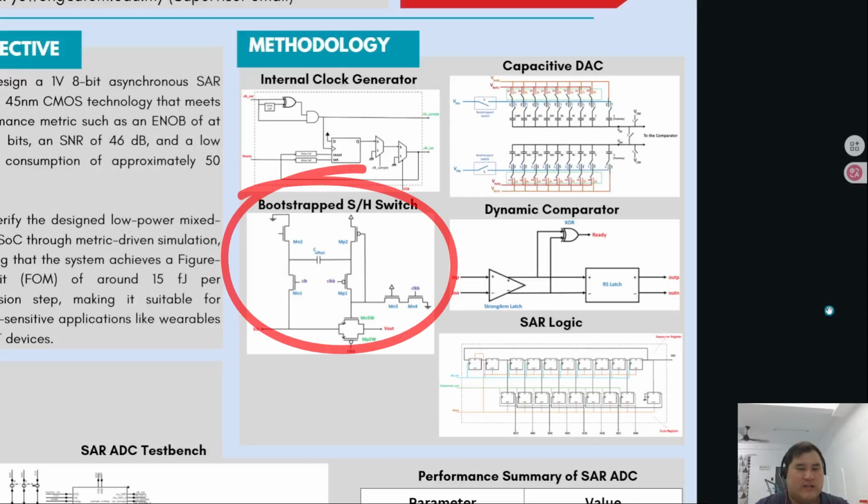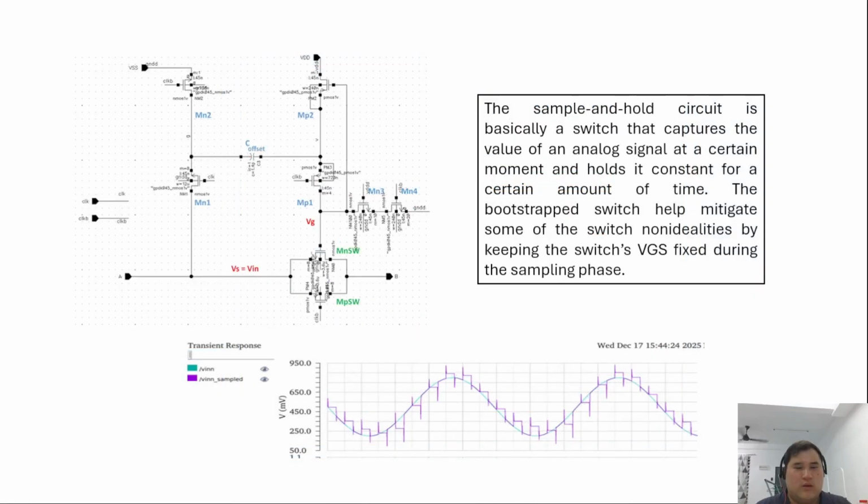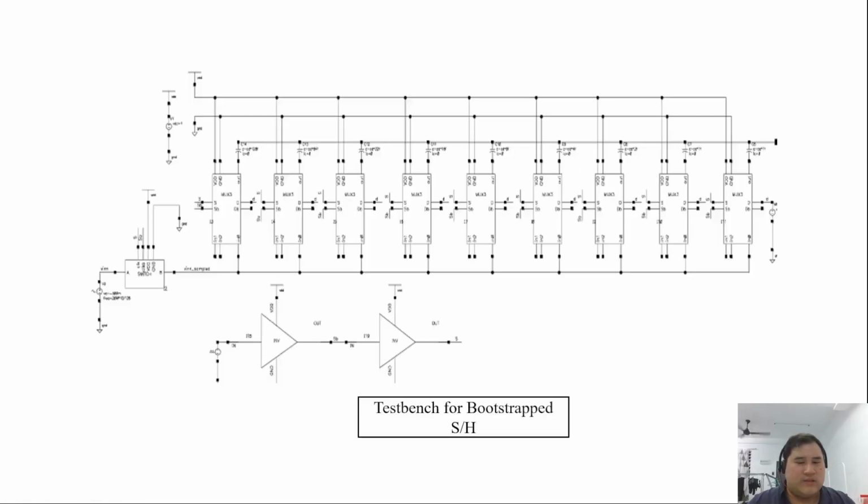The second circuit design I want to discuss is the bootstrap sample and hold. The sample and hold circuit is basically a switch that captures the value of an analog signal at a certain moment and holds it constant for a certain amount of time. The bootstrap switch helps mitigate some of the switch non-idealities by keeping the switch VGS fixed during the sampling phase. So Vin is the analog signal and Vin sample is the signal after the sample and hold circuit. This is a test bench for the bootstrap sample and hold.